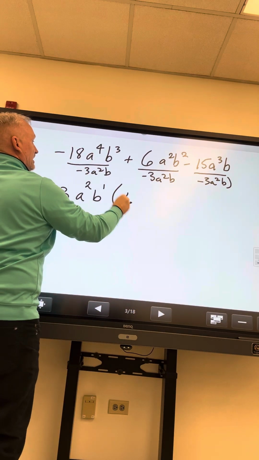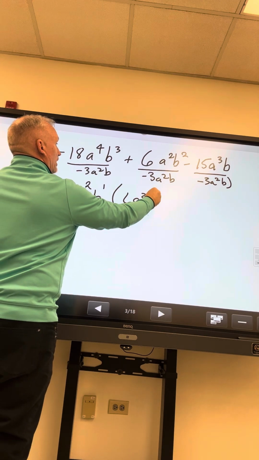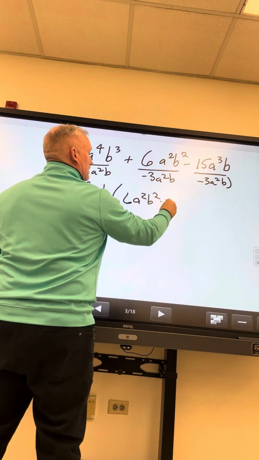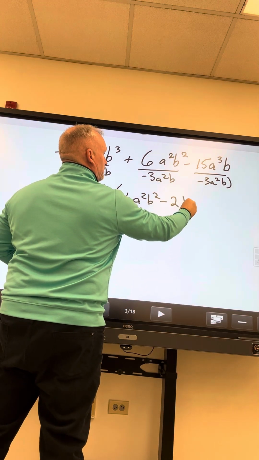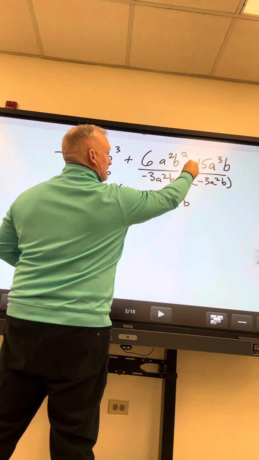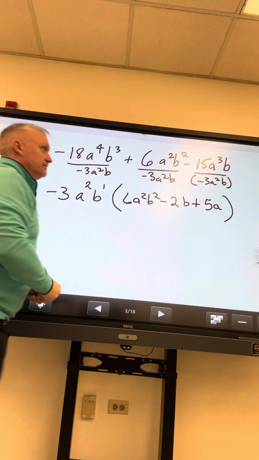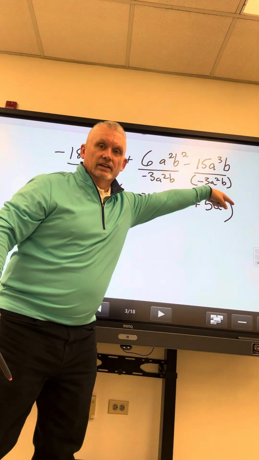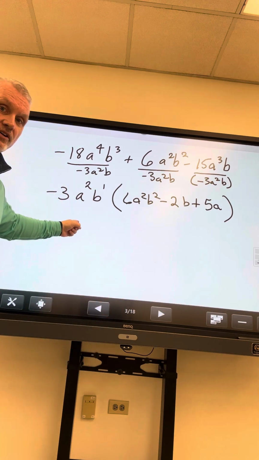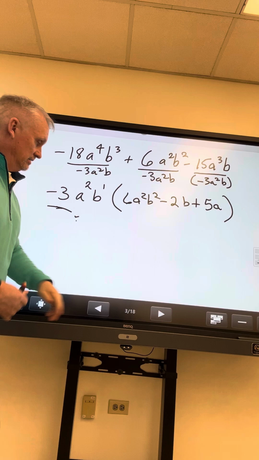Divide this, I get 6. That's positive. 6A squared B squared. If you divide a positive by a negative, you get a negative. Negative 2B. And plus 5A. The B's cancel out. You're just left with 1. Okay? That's a little bit more difficult because you have to factor out the GCF as a negative.